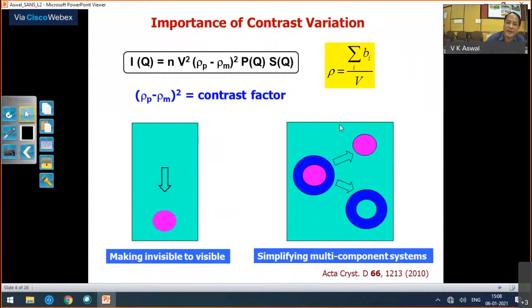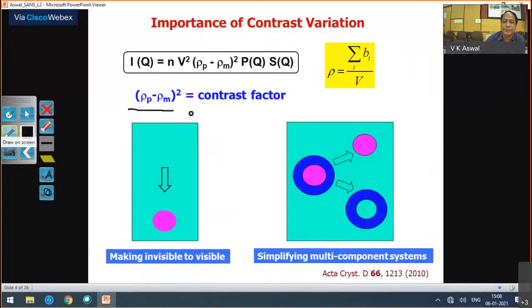So why is this technique popular? This technique is popular, as I said, because you can simplify the system. And how do you simplify the system? That is by varying the contrast. And this term, which is the square of the difference of the scattering length density of the particle and the medium, is the contrast term.